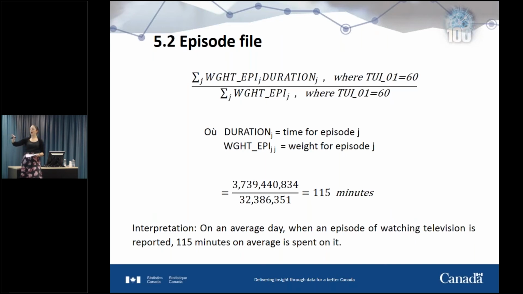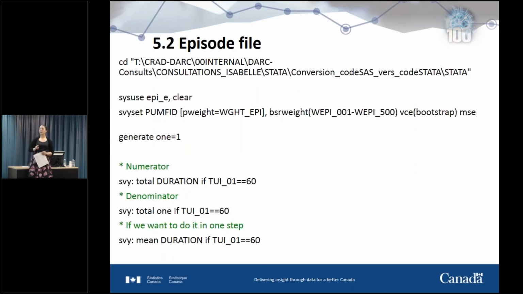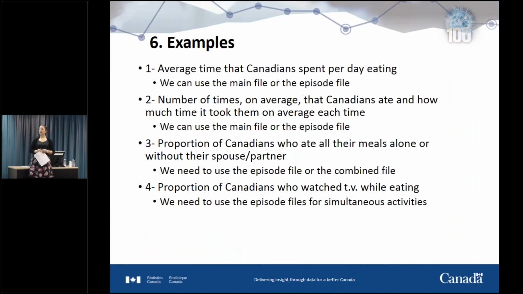So our equation is the estimated total time spent on the activity per day divided by the estimated number of activities performed in a day. We get that on an average day, when an episode of watching television is reported, 115 minutes on average is spent on it. It doesn't mean that Canadians spend 115 minutes doing the activity per day. It's really that when they reported an activity, watching television, it has an average duration of 115 minutes. Again, we have the SAS code and the Stata code for this example.